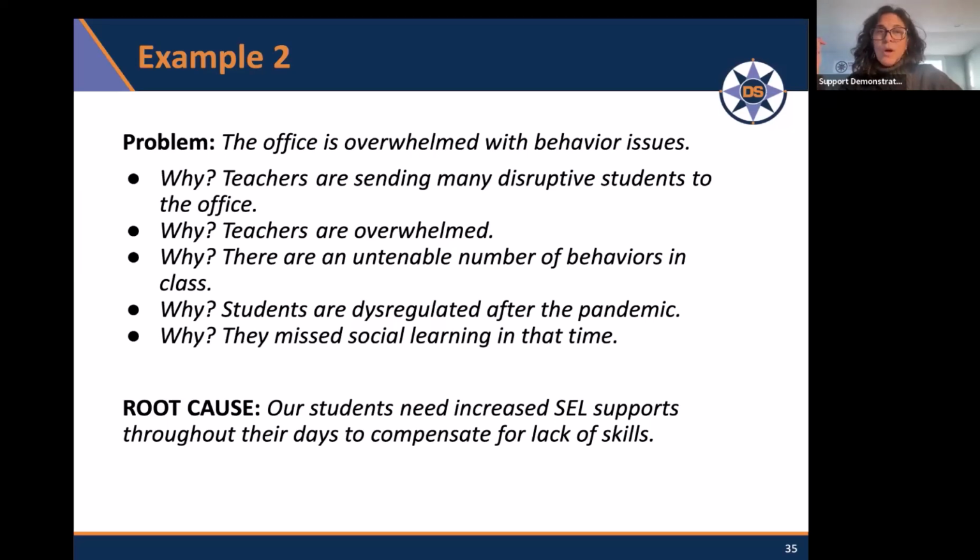Okay. So in our why sequence, we went from, well, the problem is all these behavior issues, and we have successfully narrowed it down to say our kids have missed social learning, right? So the solution is then to provide the kids with that social learning, right? So the root cause is our students need increased SEL supports throughout their days to compensate for lack of skills, right? So this is just a little demo of this 5 whys for you.